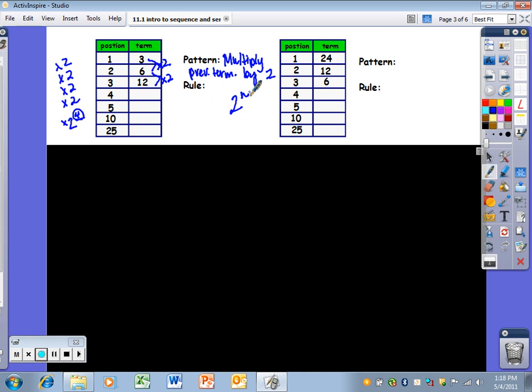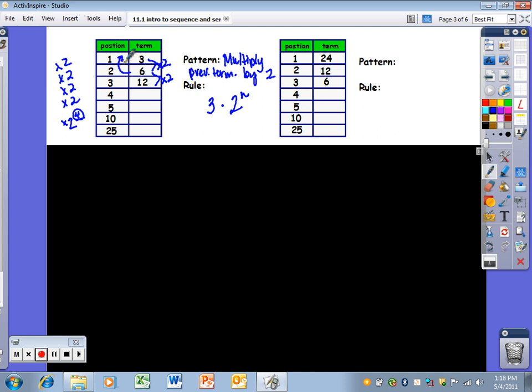Let's see. Is 2 to the 1st 3? No. But this time I have to multiply. So I can only multiply by that 3. I can't add to it. Now if I put my 1 in here, I have 3 times 2, which is 6. 6 is my second term.